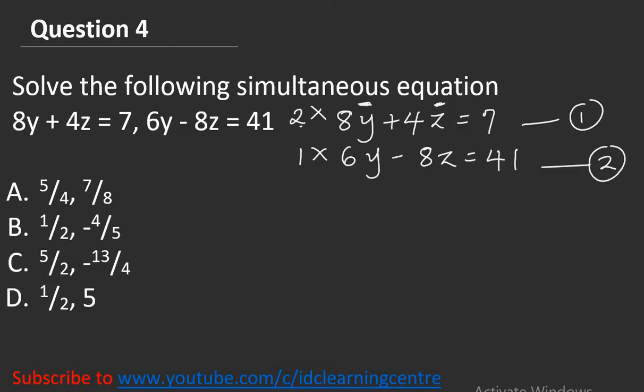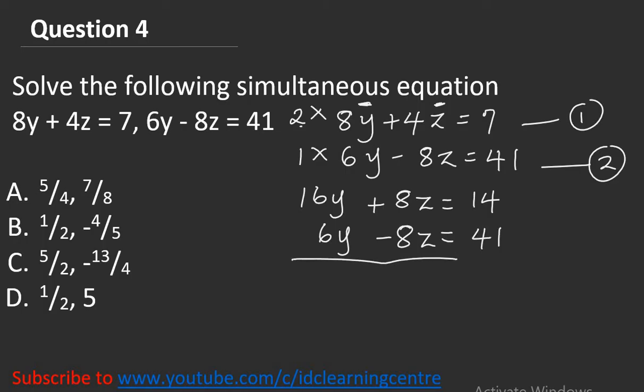2 times 8y will give me 16y plus 2 times 4z, 8z, equal to 2 times 7, 14. 1 times 6y, 6y. 1 times minus 8z, minus 8z. 1 times 47 is 47. Now the coefficients of z are the same. We can add up. 16 plus 6 will give me 22y. Plus 8z minus 8z is 0. 14 plus 47 is 61. 0 means nothing, so I can just wipe it off.